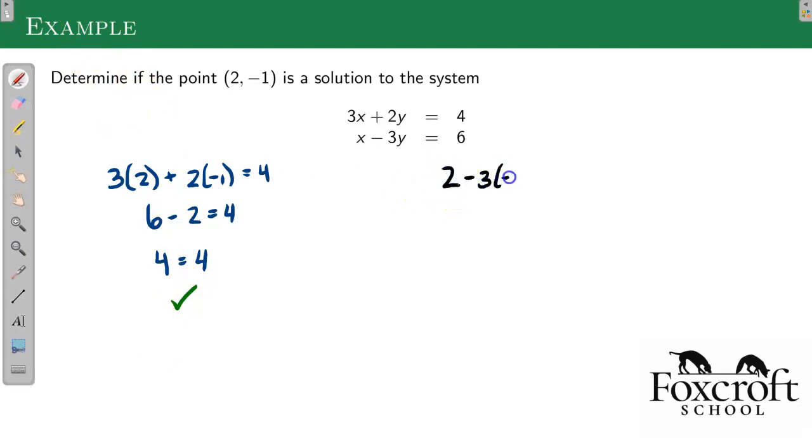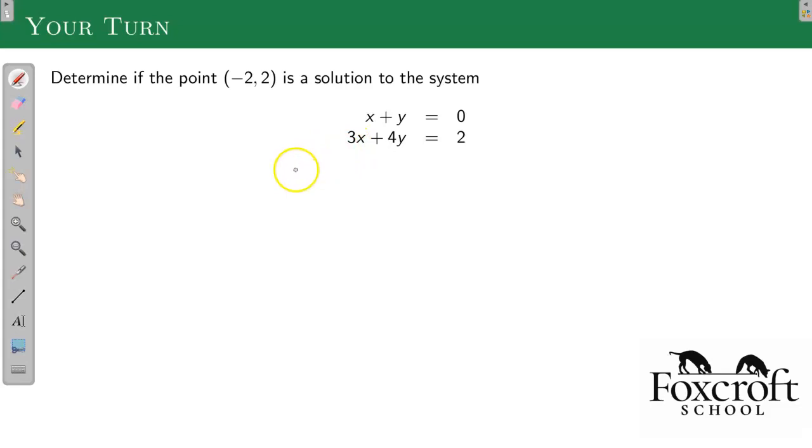2 minus 3 times negative 1. We want that to be 6. This is 2 plus 3, but that's 5, and 5 is not the same as 6, so this one doesn't work. And this is where it's important that you recognize that it's a system. It's good that it worked in the first one, but it didn't work in the second one, so this is not a solution because it only worked in one equation, not both.